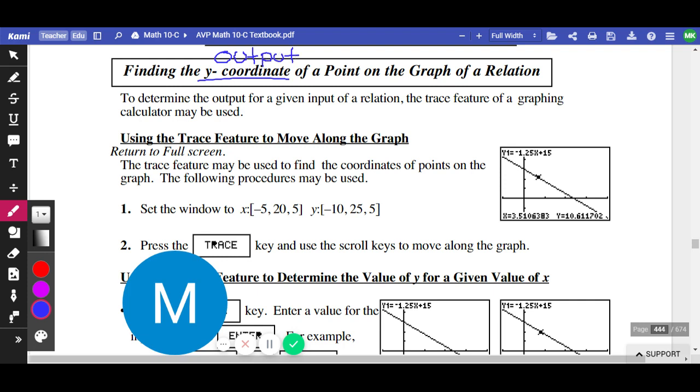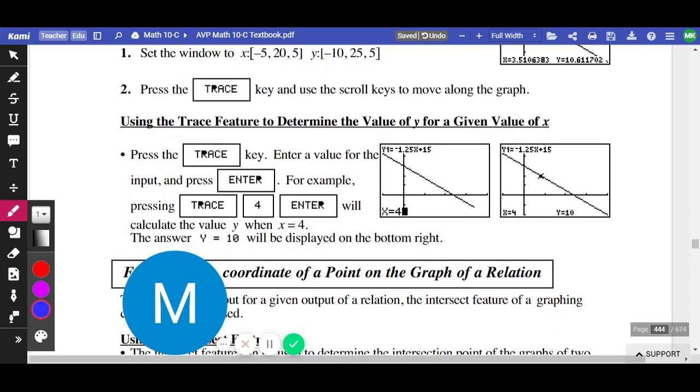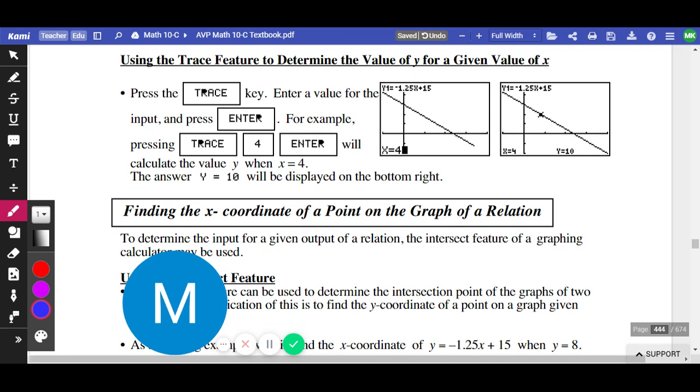When you know an input. Okay, so if they give you an input, we're going to just scroll down a little bit. You should still have this picture up. We're going to scroll to here. What we're going to do is find y if x equals 4. And that's the question here. Find y given x equals 4. You know your input value. What's your output value?